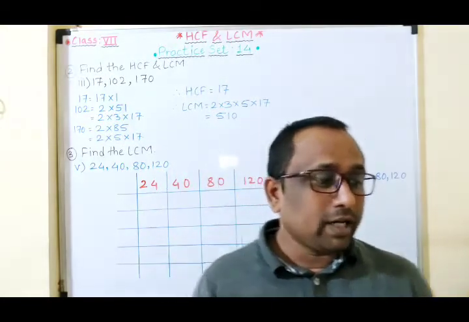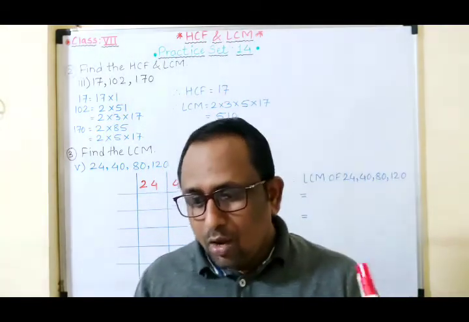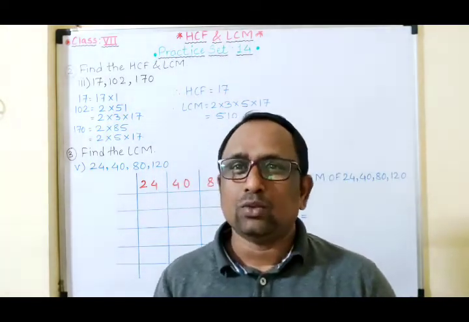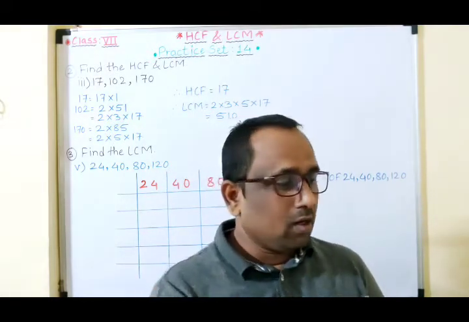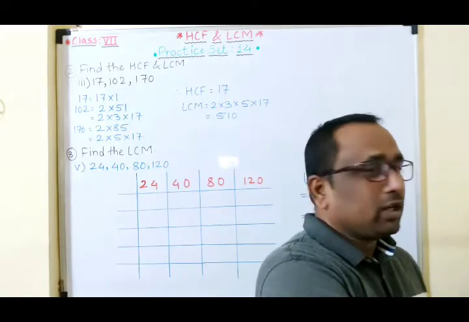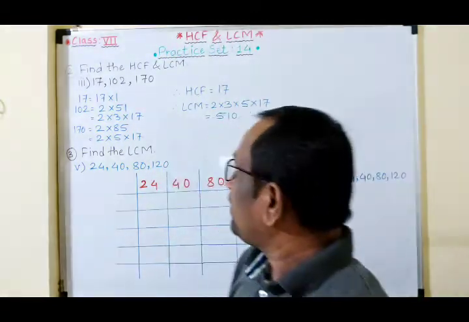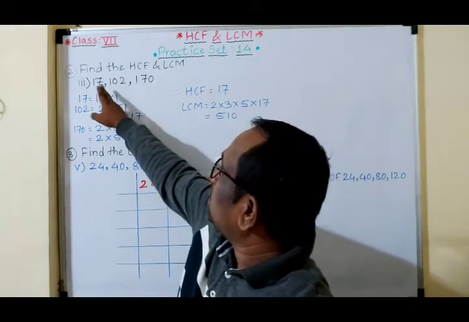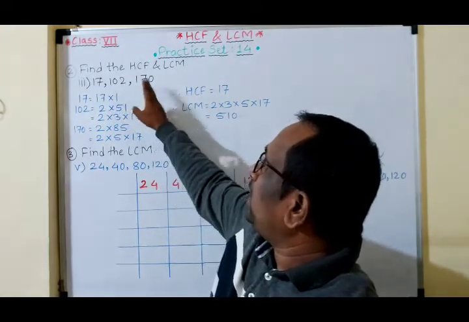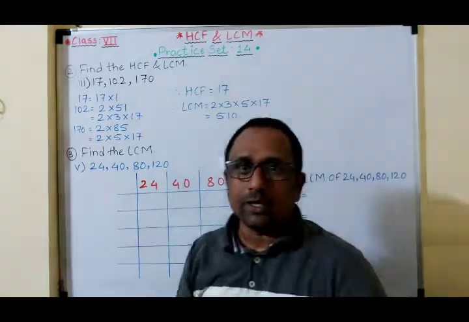Now the second question: find the HCF and LCM. We learned this in previous practices also, but I wrote one example here. Look here. Find the HCF and LCM of 17, 102 and 170. This is example number 3.